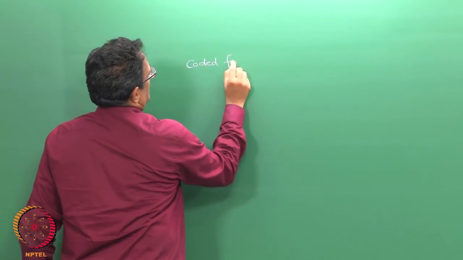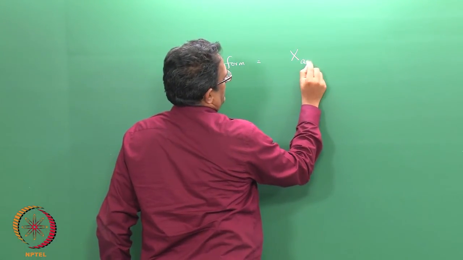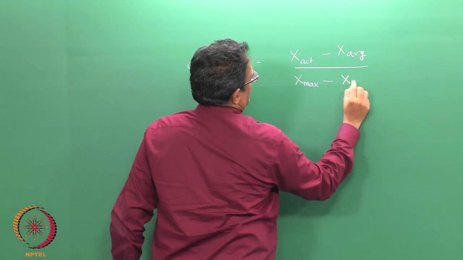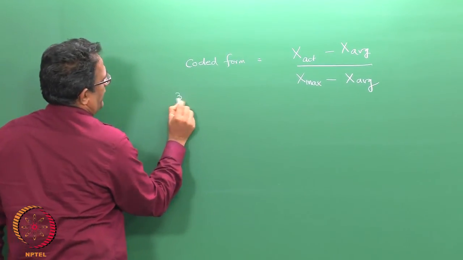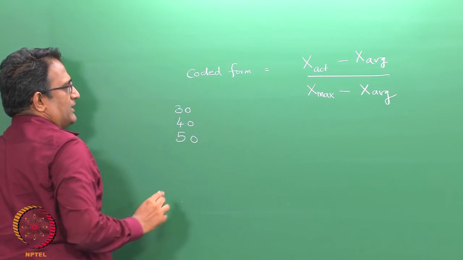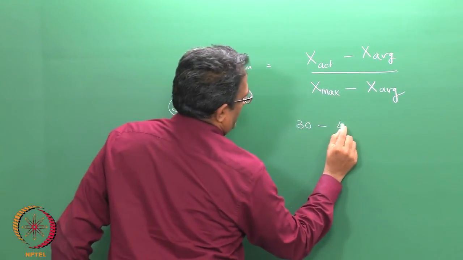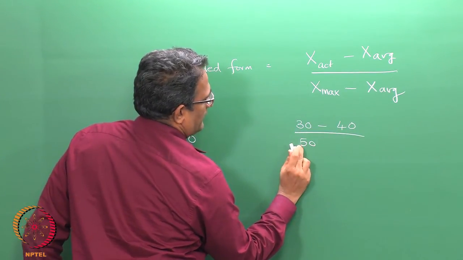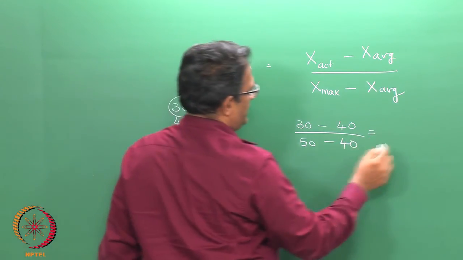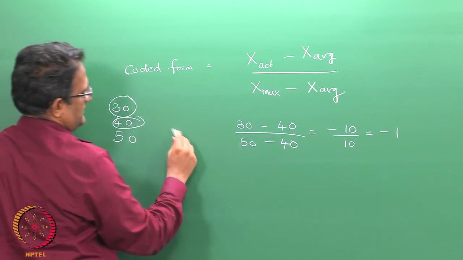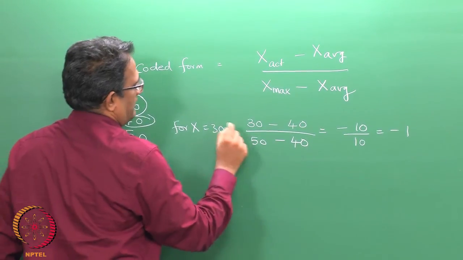I'll just go to the board and tell you how the coding and uncoding is done. So the thing in coded form is very simple. This is the actual x value minus x average divided by x max minus x average. So let us say that you are having data points 30, 40 and 50, and if I am looking at 30, then it would be 30 minus average of 30, 40, 50 is 40 divided by max is 50 minus 40, and this turns out to be 30 minus 40 is minus 10 divided by 10, which is minus 1.